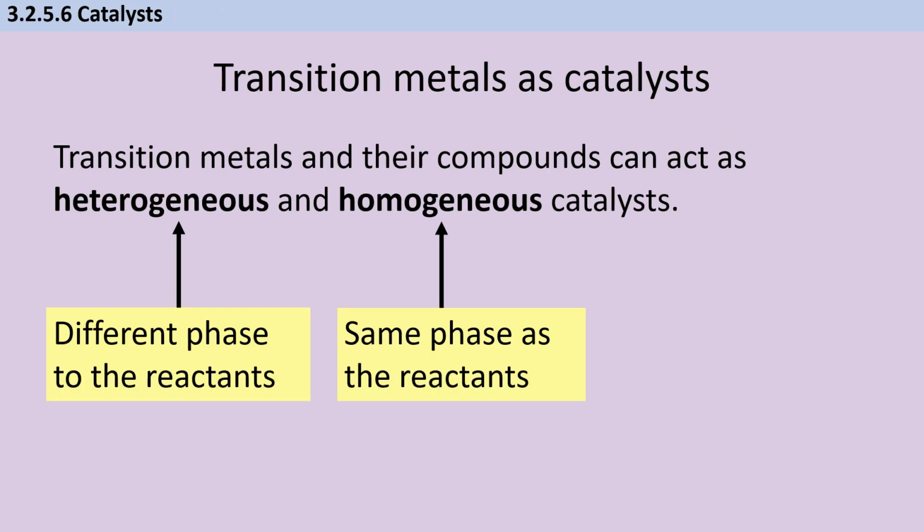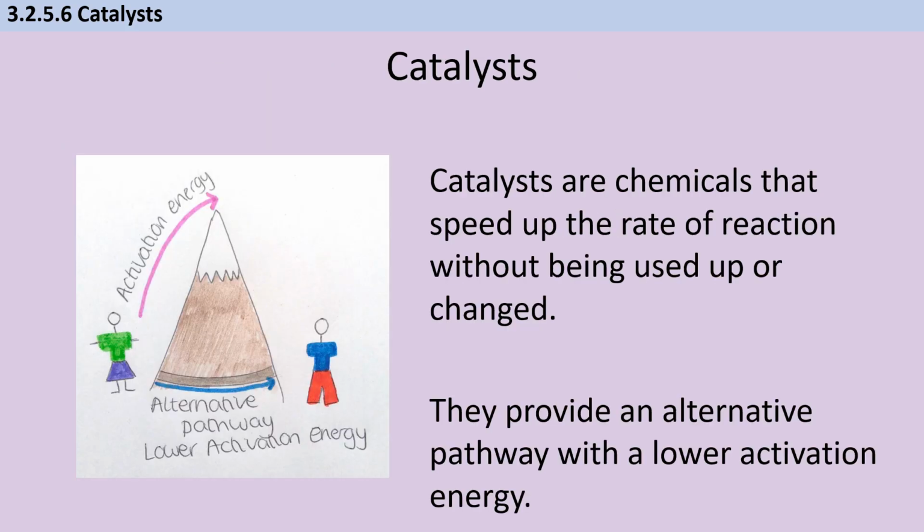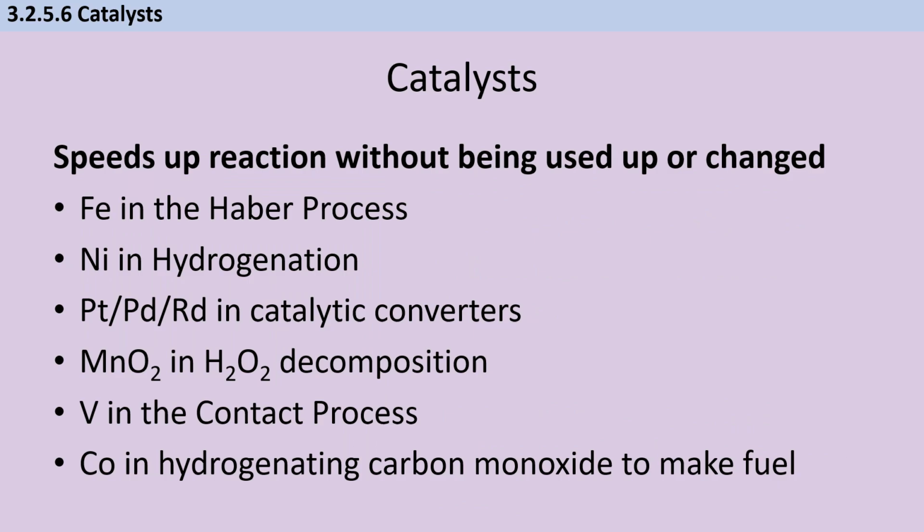Transition metals and their compounds can act as catalysts both when they are in different phases to the reactants and when they're in the same phase. Catalysts are chemicals that speed up the rate of a reaction without being used up or changed themselves in a permanent way. They do this by providing an alternative pathway with a lower activation energy.